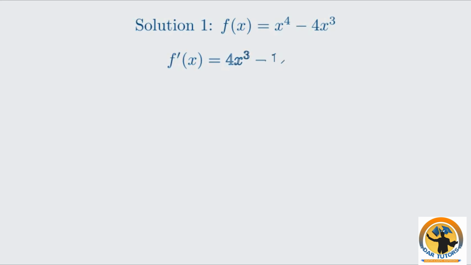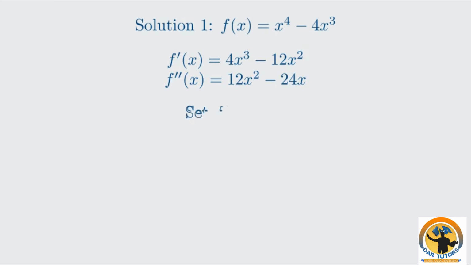Welcome back. Let's go through the solutions to the practice questions. Solution to question 1. We need to find the point of inflection for f of x equals x to the power of 4 minus 4x cubed. First, we find the derivatives. f prime of x is 4x cubed minus 12x squared. f double prime of x is 12x squared minus 24x.